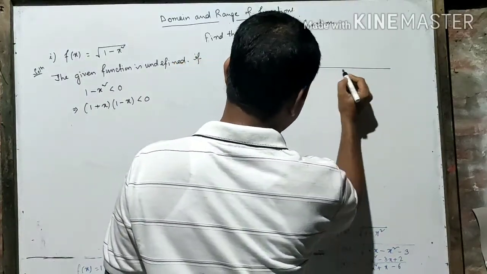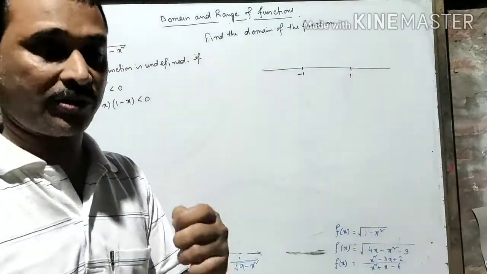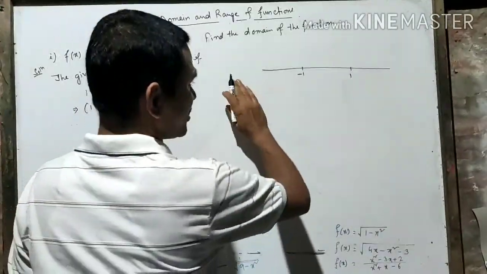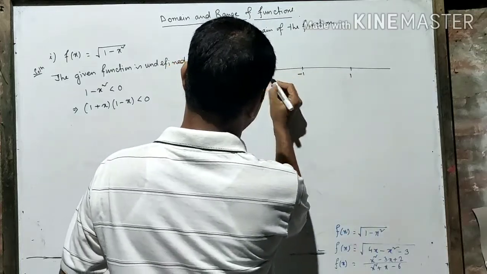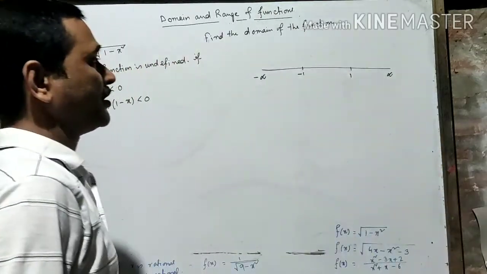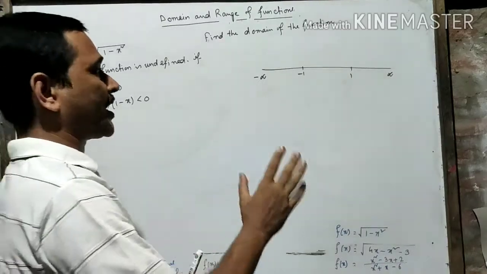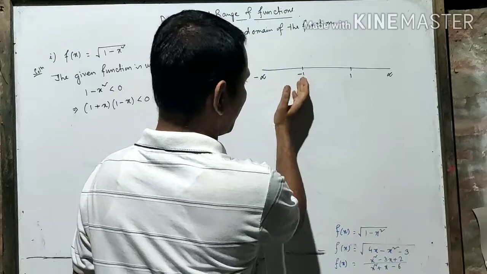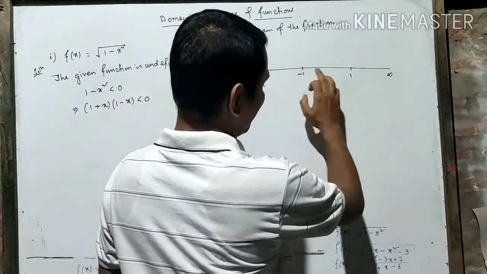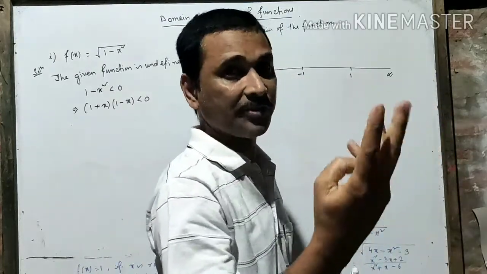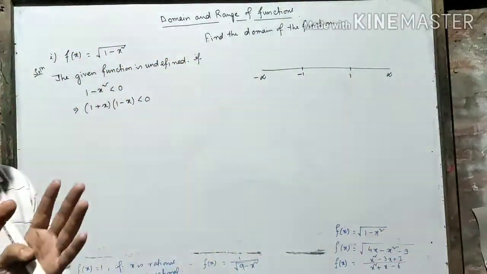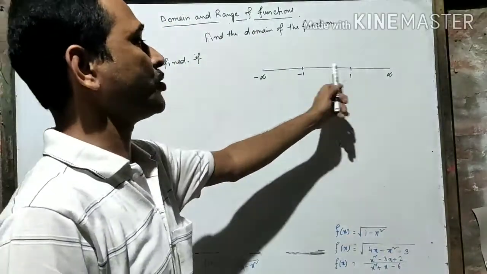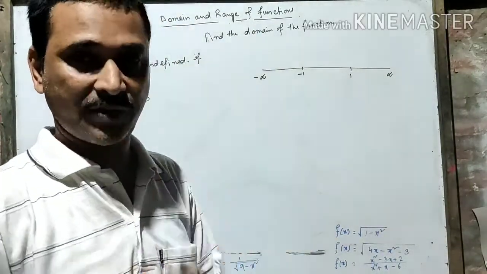So you put these numbers on the real line, minus 1, 1. Now this is our real line. Real line means minus infinity to plus infinity. So there are three parts of the number line. First part, minus infinity to minus 1, that means less than minus 1. Then minus 1 to plus 1, then plus 1 to infinity. Okay. So we have got three parts of the real line here. After putting the zeros on the real line, we will get some parts of the real line.